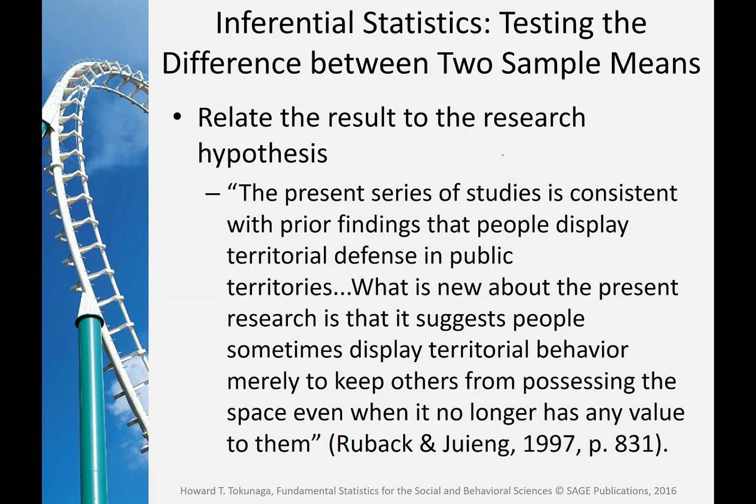The present series of studies is consistent with prior findings that people display territorial defense in public territories. What is new about the present research is that it suggests people sometimes display territorial behavior merely to keep others from possessing the space, even when it no longer has value to them.